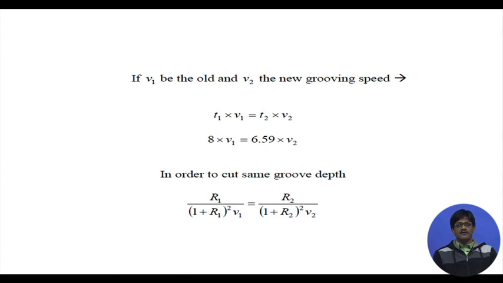So, time for the previous one we already know, it is given to be 8 hours multiplied by the velocity of cut in the previous case. Now, what was the velocity of cut in the previous case? Suppose I do not know that. In the second case, the time of grooving was reduced to 6.59, and therefore, we have at least a ratio of the speeds available with us. What is that ratio? V1 by V2 is equal to 6.59 by 8.